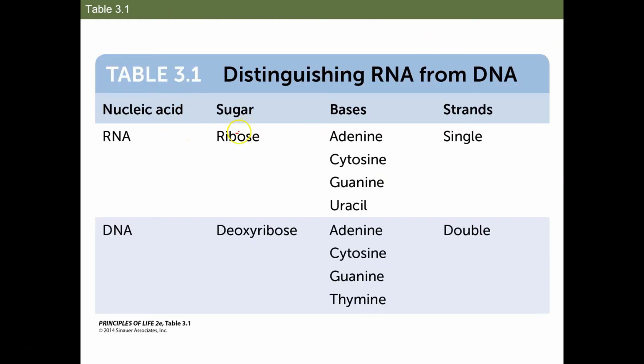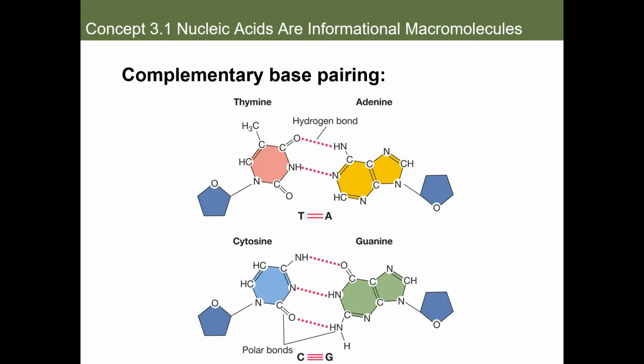So RNA contains ribose, and it uses adenine, cytosine, guanine, and uracil for its other pyrimidine. And it's a single-stranded molecule. Okay. DNA is deoxyribose, and it's adenine, cytosine, guanine, thymine. And it's a double strand. Pretty straightforward. Nothing too crazy. Now, they do what's called base pairing, as you may remember. A goes with T and C goes with G.